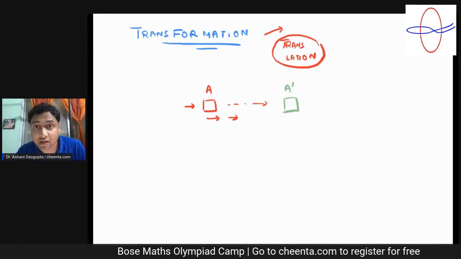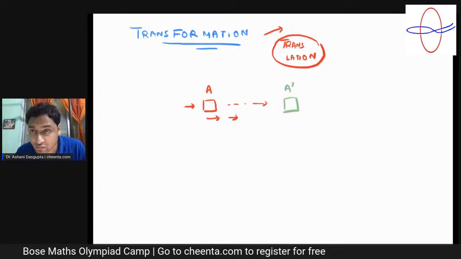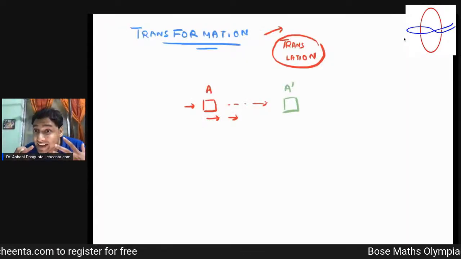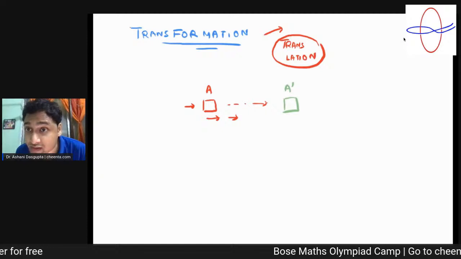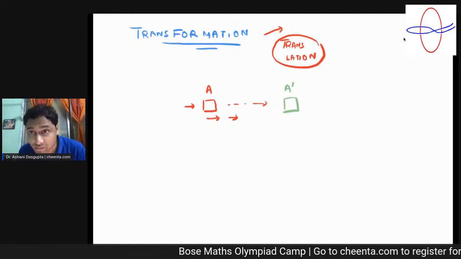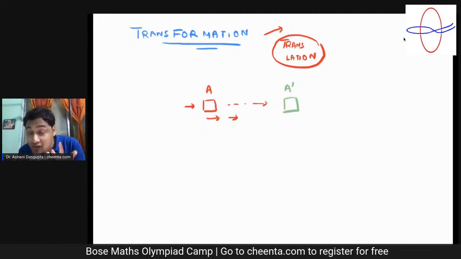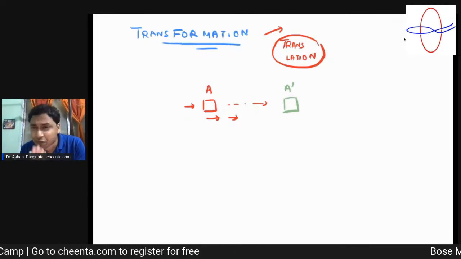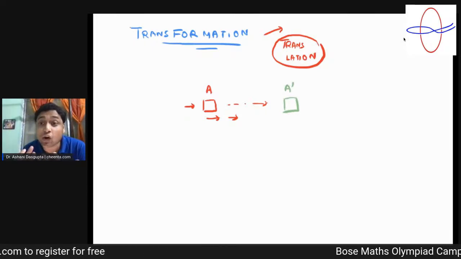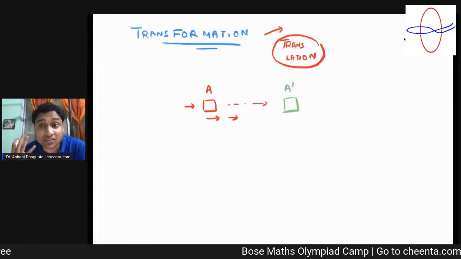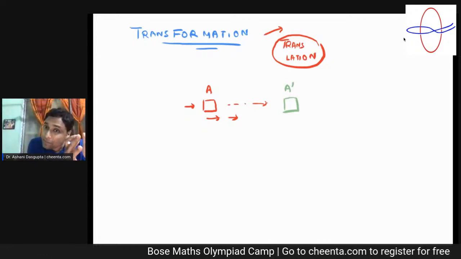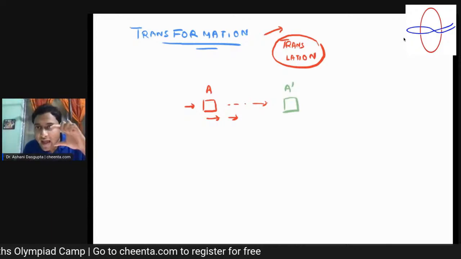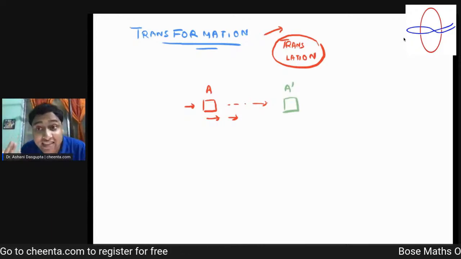So we are learning transformation geometry for Maths Olympiad, for those who have joined a little bit late. And we will be using techniques of transformation geometry to solve beautiful problems. And this is one of the first types of transformation that we will learn. It's very, very easy. It's called translation. What is translation? It's simply a parallel shift.